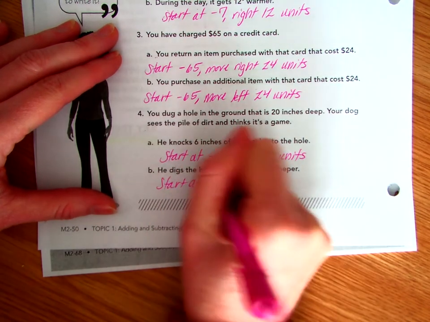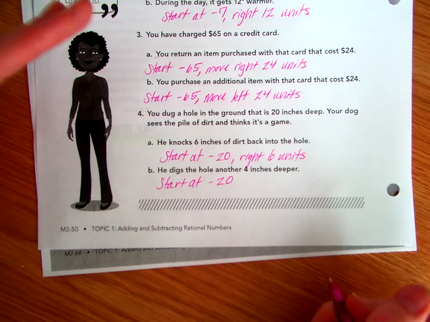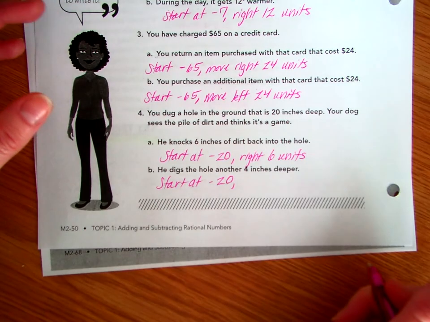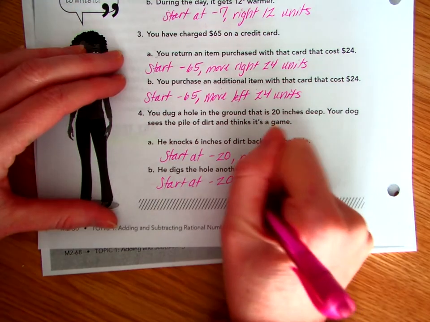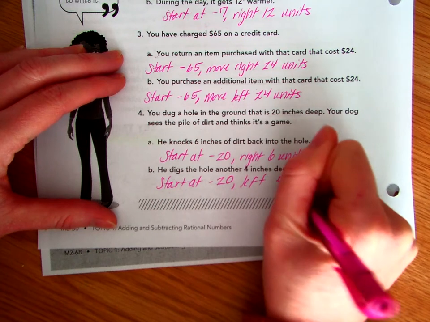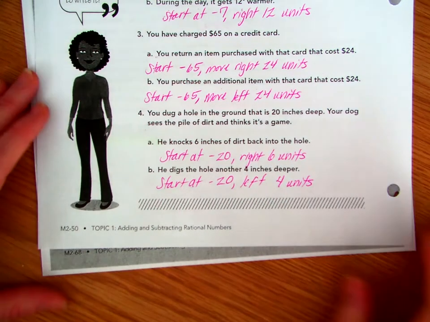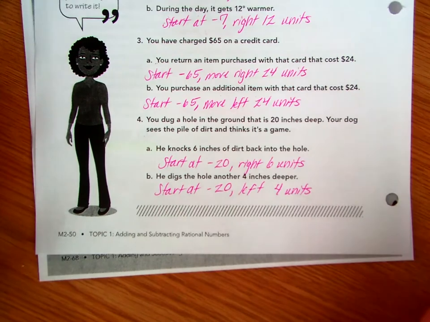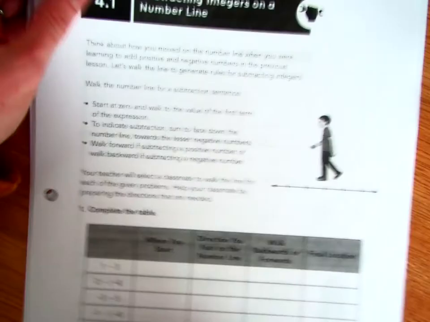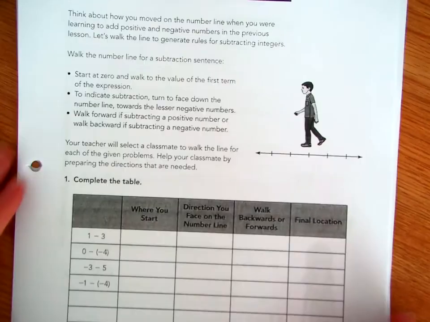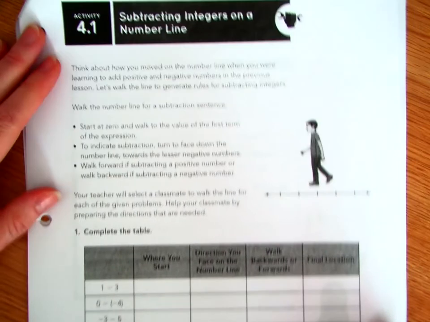In the second scenario, he digs the hole another 4 inches deeper. You're still going to start at -20, but the hole is going to get deeper. Which direction, left or right? You're going to go left 4 units. Excellent work. So that was just a little bit of thinking through it, problem solving, without actually having to do many of the numbers, just using logic.